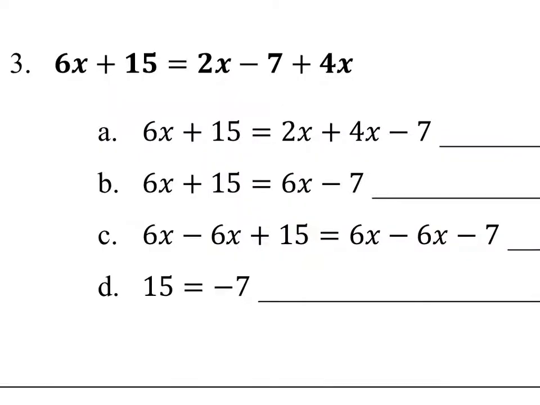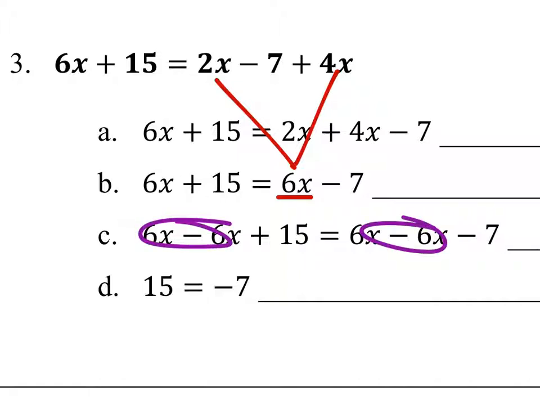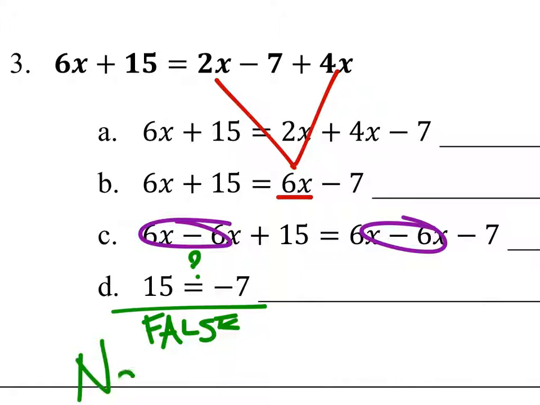So right up in here, again, they're going to combine the 4x and the 2x to get this 6x right here. Now we've got 6x plus 15 equals 6x minus 7. And when we subtract 6x from both sides, the x's cancel out. And we're left with 15 equals negative 7. Well, 15 equals negative 7, this is false. In fact, it's always false. Therefore, this one would have no solution.